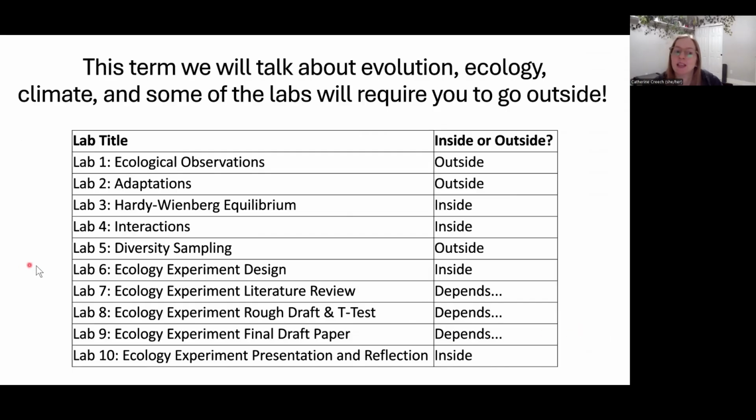Each of these assignments is the lab for that week. So your overall points do not change for this class. The ecology experiment is only worth 20 points per week. I expect you to spend the amount of time on this as you would the regular lab, so about 3 hours a week.